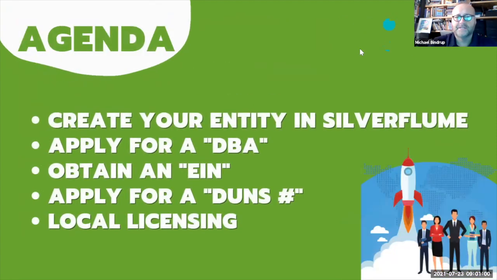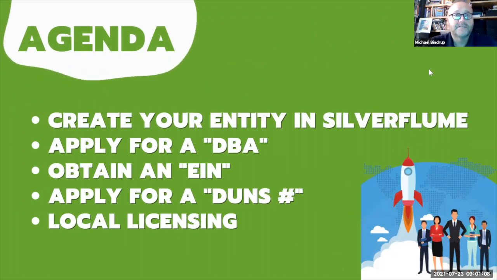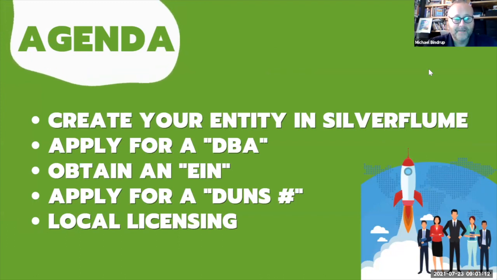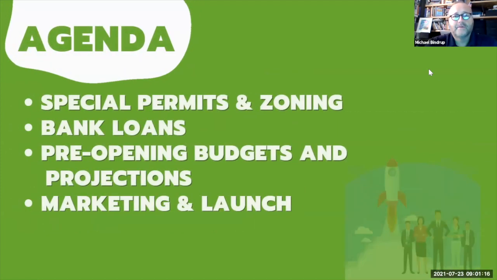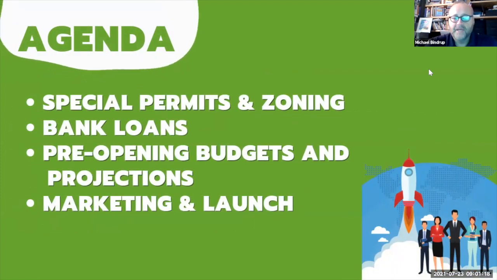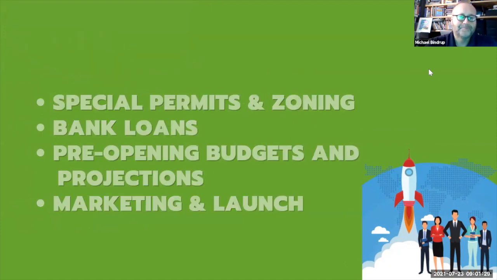Okay, so our agenda today, like I said, we have a lot we're going to cover. We're going to talk about creating our business entities in Silverflume, applying for our DBA, an EIN number, applying for a DUNS number. We're going to talk about local licensing. We're also going to talk about special permits and zoning, bank loans, pre-opening budgets and projections for your business before you launch, and then marketing and launching your business. So we'll jump right in.